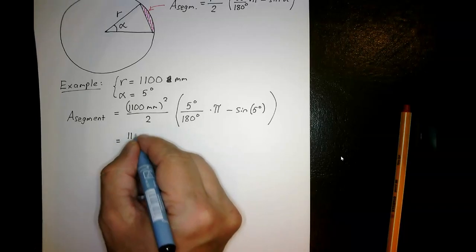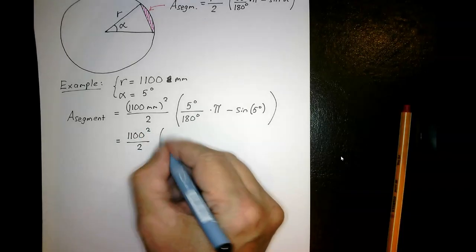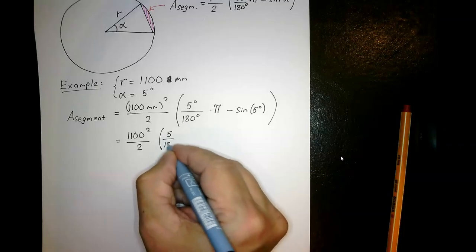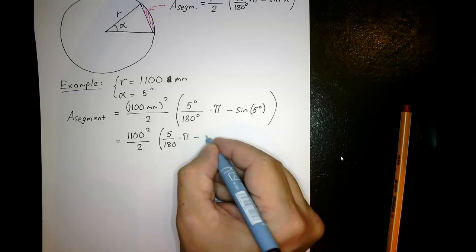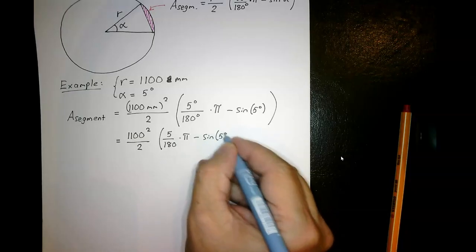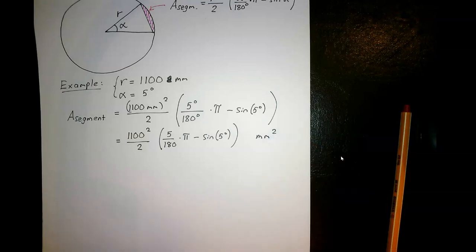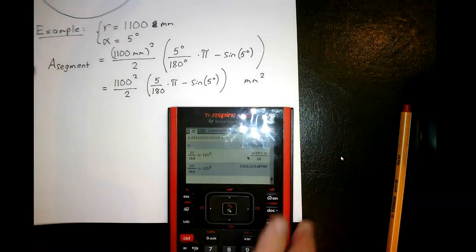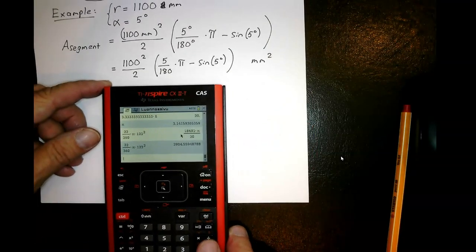So this will be square millimeters. I will write the unit in the end of the, like here. I will use this calculator because with this I can see what I am writing.